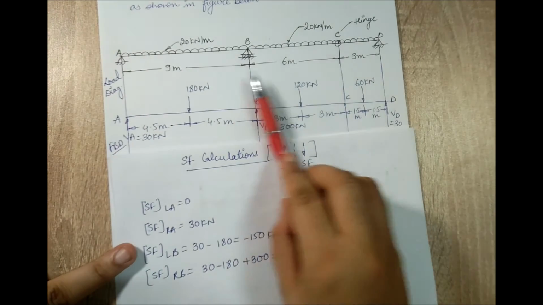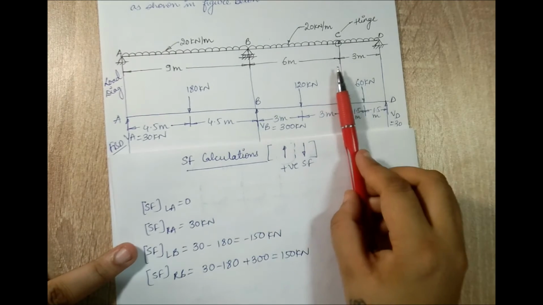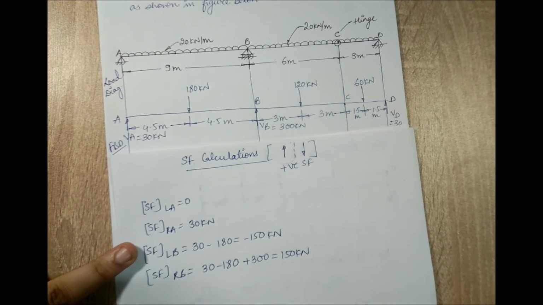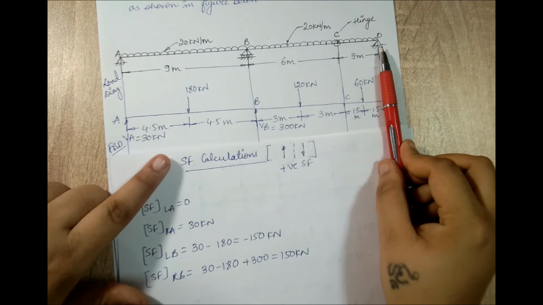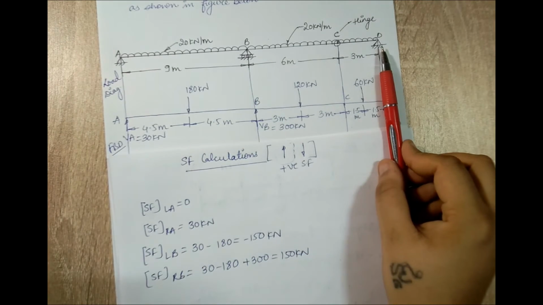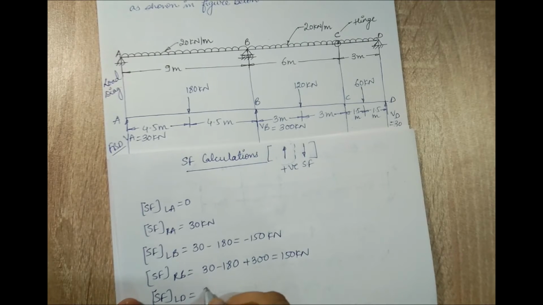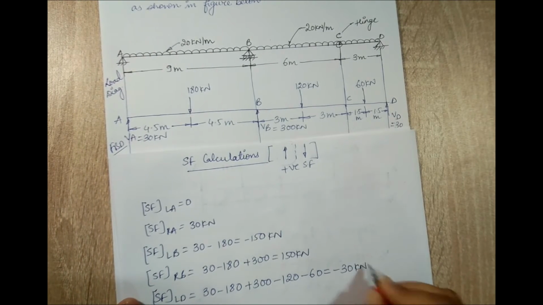Next, I'll directly jump to the point D. As I have told you, the rule is do not calculate the value of shear force at the point where there is an internal hinge. So neglecting point C, I will directly jump to the point D. When I stand at D, I can see 30 going upward, 180 going downward, 300 going upward, 120 going downward and 60 going downwards. So I will calculate shear force to the left of D: 30 minus 180 plus 300 minus 120 minus 60. I get the value as minus 30 kilonewton.